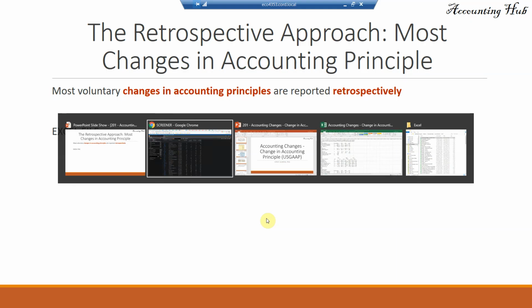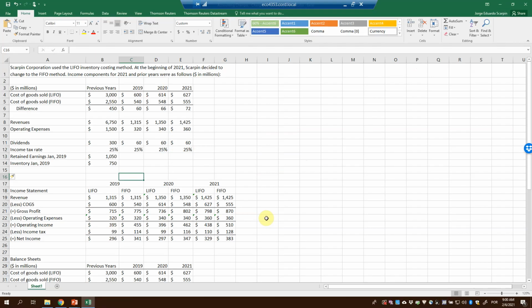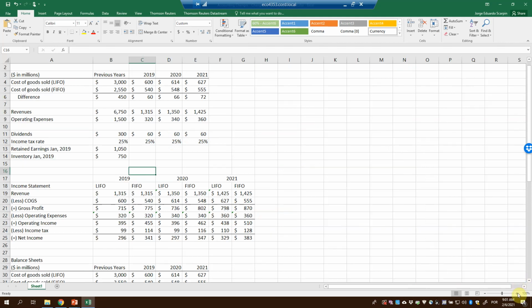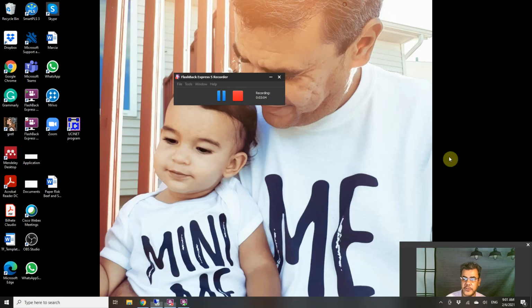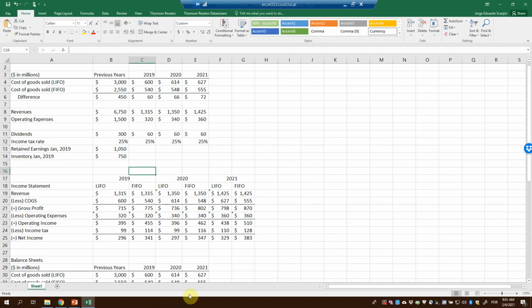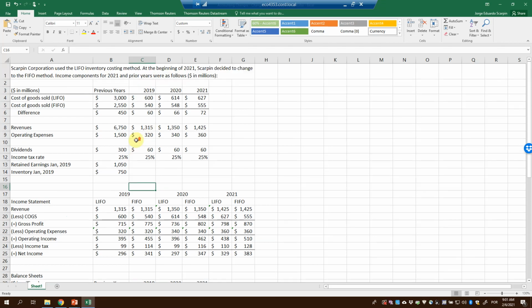Here, let's go to our Excel file. Let's zoom it here. I have no idea why my camera is not here. So let's see if I can. Okay, whatever. So let's do it.